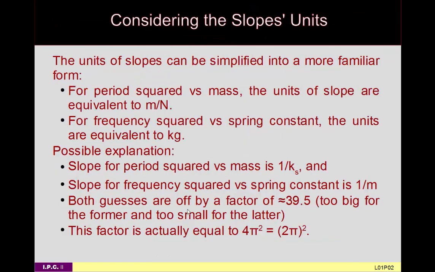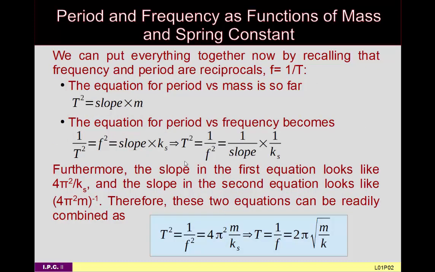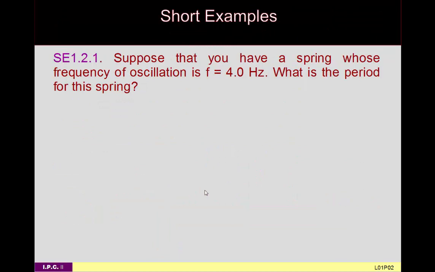Okay, so that factor of 40 actually comes from a 4 pi squared. If you multiply 4 times pi squared, you get about 39.5 or 39.6. It's very nearly 40. Okay, so putting all of that together, you can see that period squared looks like slope times m. You can see that 1 over period squared is slope times ks. If you combine these two statements and you combine that factor of 4 pi squared, what you end up getting is that the period squared is 1 over the frequency squared, which is equal to 4 pi squared m over the spring constant, mass over spring constant. So if you take a square root of everything here, you get that the period is 2 pi square root mass over spring constant.